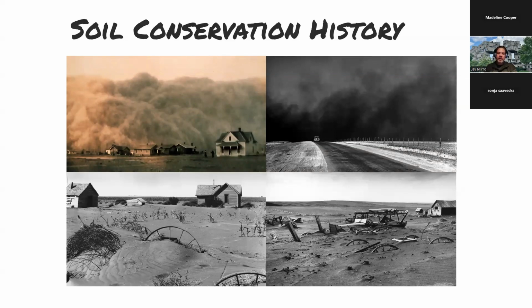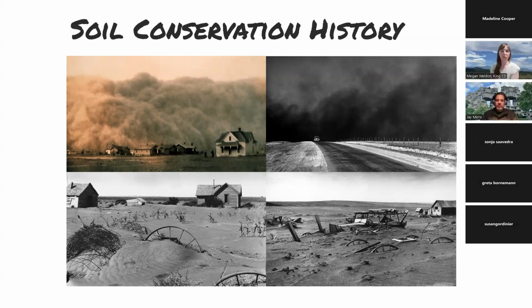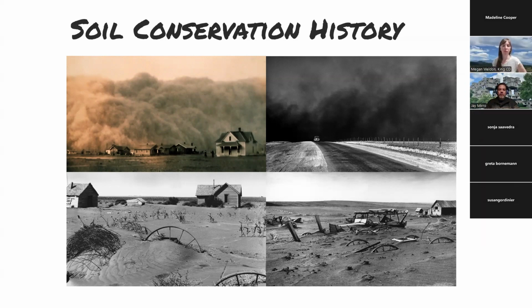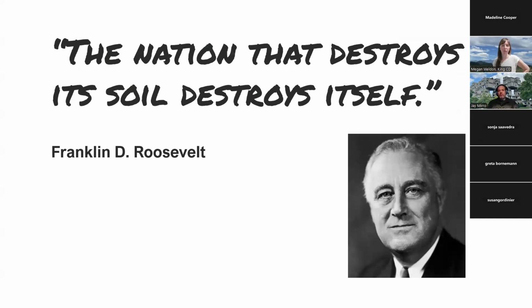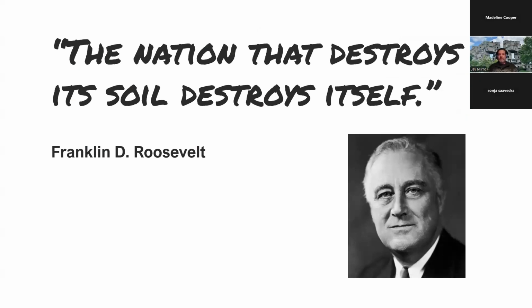And this was a human issue where people moved to an area, and now their homes were destroyed, their livelihoods were ruined, and they either lost their lives, and certainly some of them were forced to relocate, but also the billions of tons that were eroded from the landscape. And so the government felt like they had to do something to protect the nation. And Franklin Delano Roosevelt said it best: the nation that destroys its soil destroys itself.